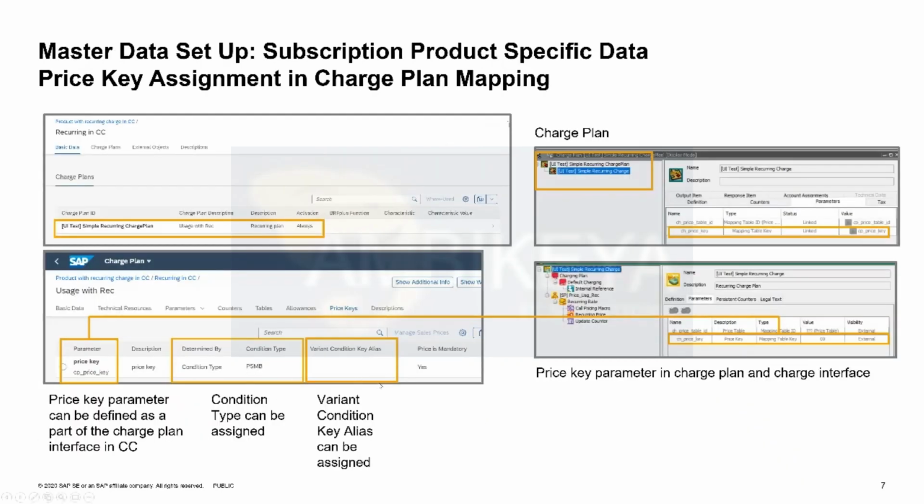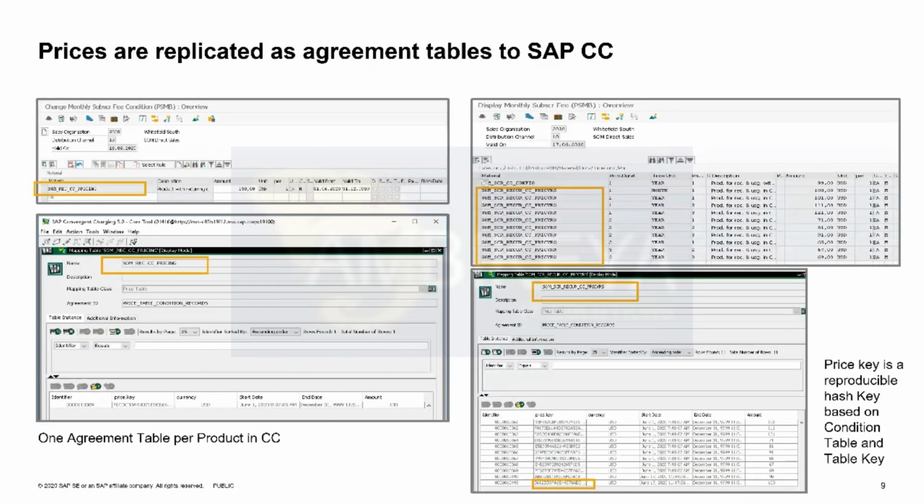Now let's also have a look at how the price replication looks. So we are now done with the product mapping, and we are again back to box 2. I'm now replicating the price. What you see in the first 2 boxes on the left side is that we create a price table for each single product. Here you can see I have created one table for the product SOM Rec CC pricing. And this product has one price of $130. And you will then find exactly one entry in this price table.